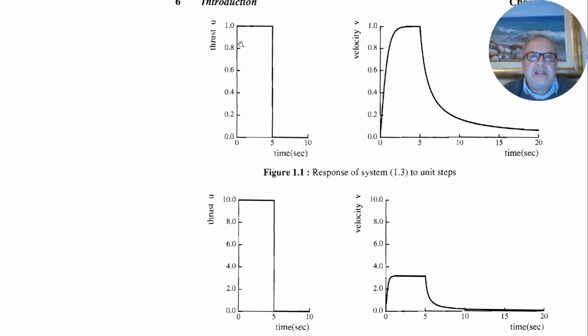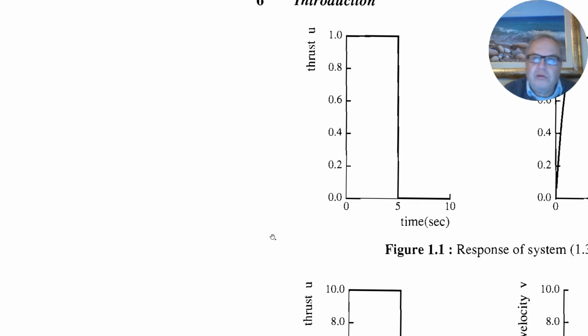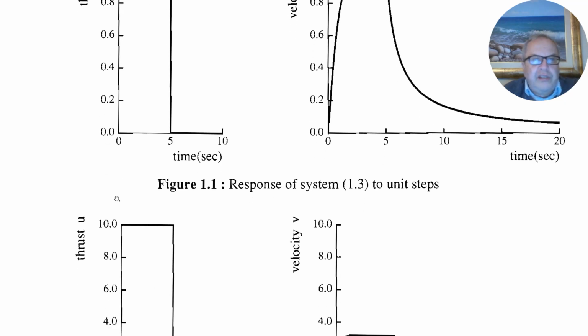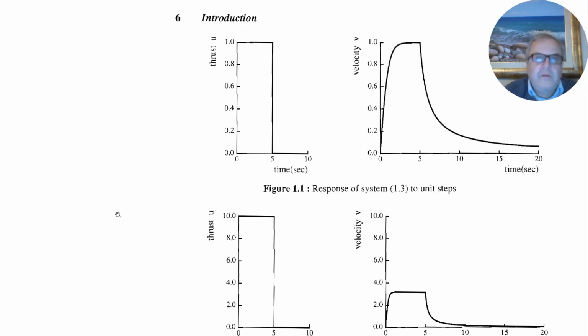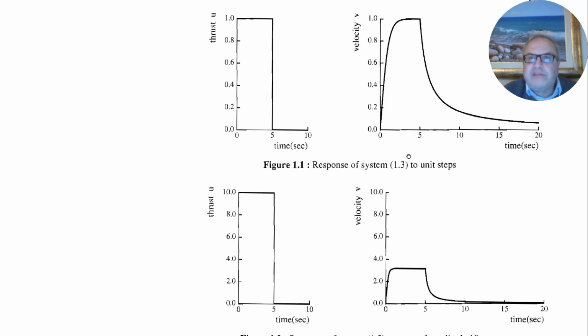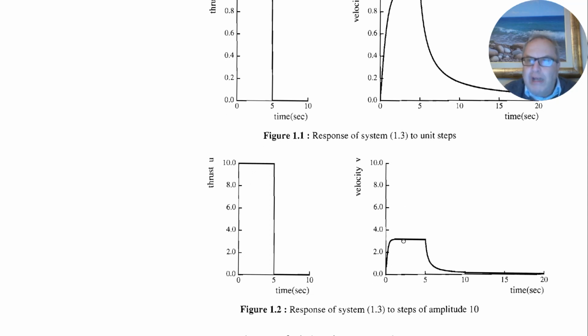In a nonlinear system, the second input here, 10, is 10 times this input. But this output is not 10 times this output. On the contrary, this output is smaller. So this is why this system is nonlinear.